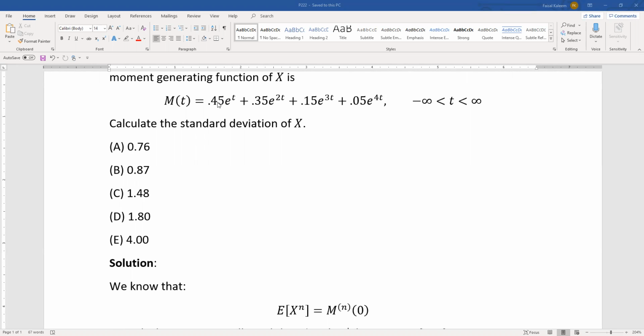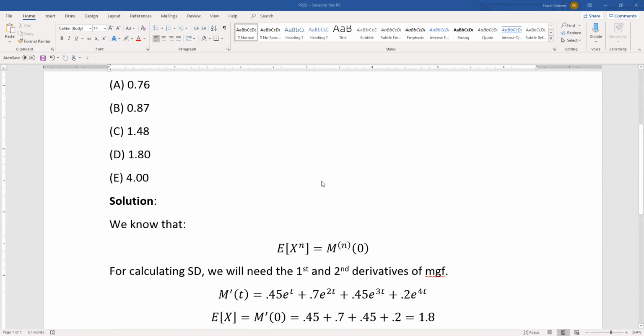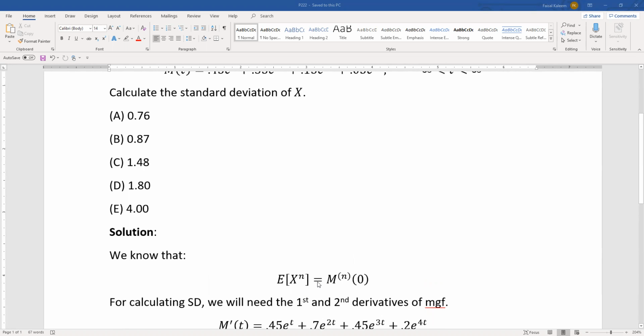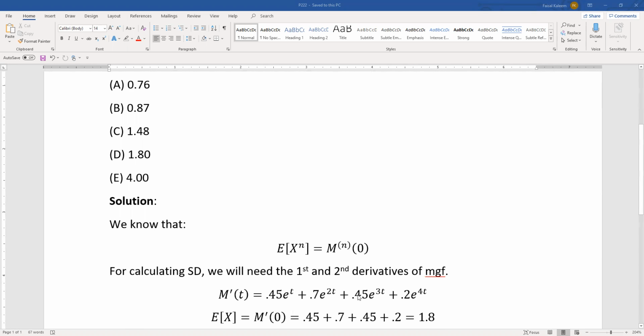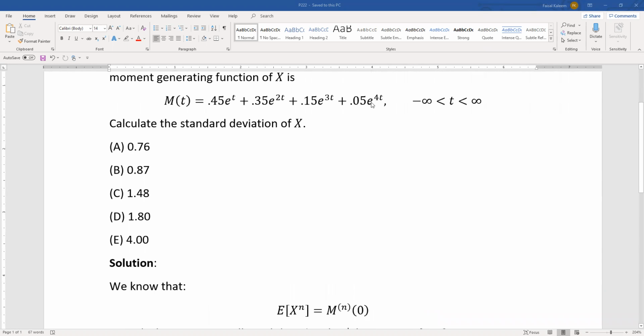The first derivative would just be 0.45 e to the t. And here you'll pick up a 2 after you take the derivative of e to the 2t. So 2 times 0.35 is 0.7. So plus 0.7 e to the 2t. And here you'll pick up a 3. So 3 times 0.15 is 0.45. So 0.45 e to the 3t. And then you'll pick up a 4 here. So 4 times 0.05 is 0.2.